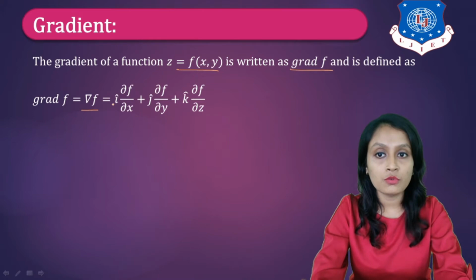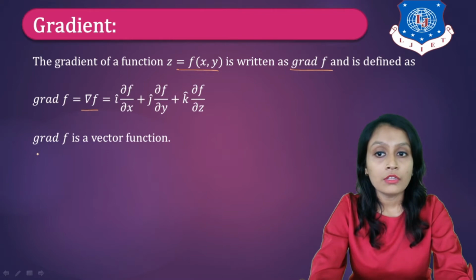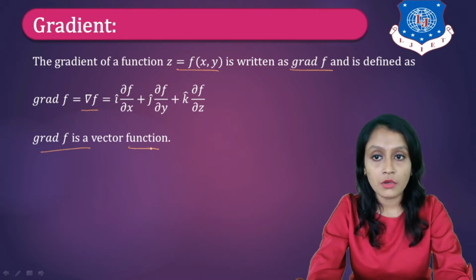This is equal to i cap into del f by del x plus j cap into del f by del y plus k cap into del f by del z. You can see that this grad f is a vector function. So to find the gradient of f, we will use this formula.